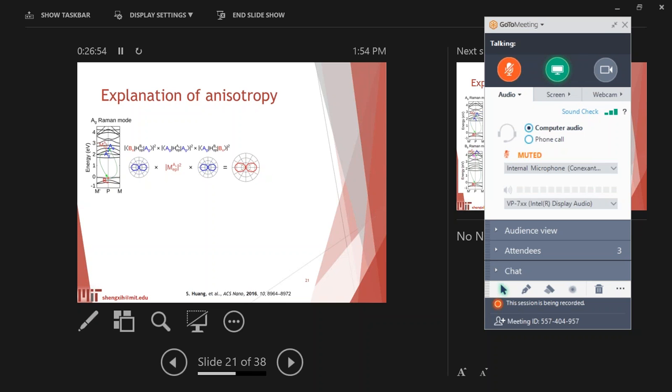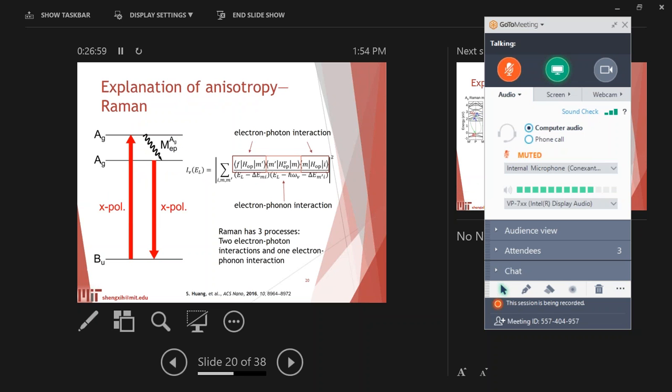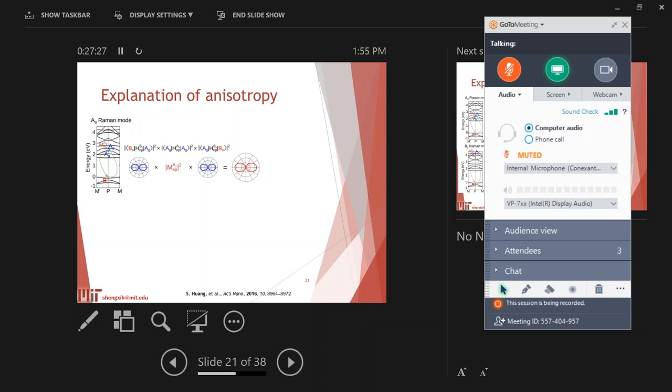So can you remind me or tell me what the Raman shifts are in frequency units? Yeah, so the Raman frequency corresponds to the energy difference between these two intermediate states. So they are roughly around 100 inverse centimeter, which translates to about 20 meV. Yeah. So let's look at this Ag Raman.